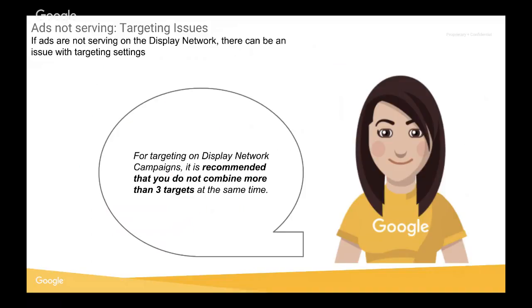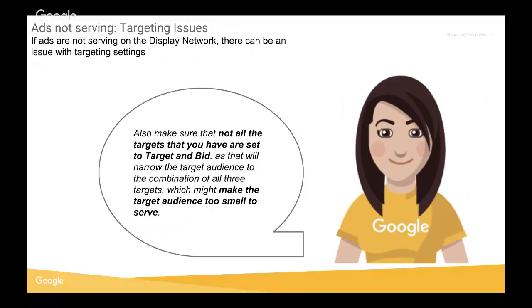Generally, for display target campaigns, it's recommended that you do not combine more than 3 targets at the same time. Of course, this is no hard and fast rule. Depending on your needs, your targets and your product, you should use what works. But do bear in mind, if you restrict too much, ads can stop serving because the targeting is too limited. It's also encouraged to not have all of them as target and bid. Make sure to also have some as bid only.